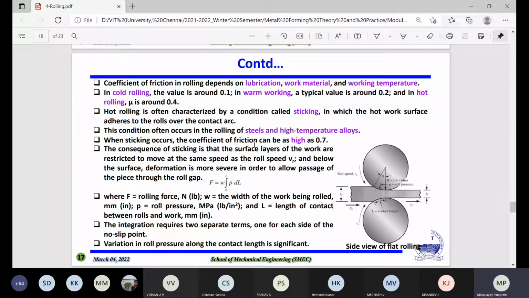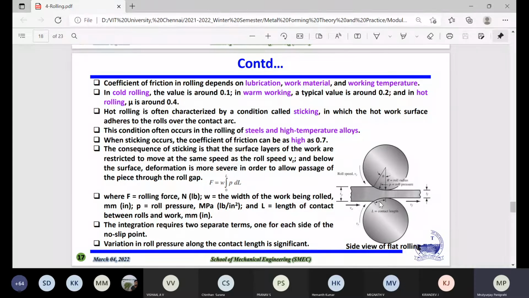And below the surface, you have to find out the rolling force. The rolling force F equals W times the integration from 0 to L of P dL, where F is the rolling force, W is the width, as we discussed earlier, P is the roll pressure, and L is the length of the contact rolls.